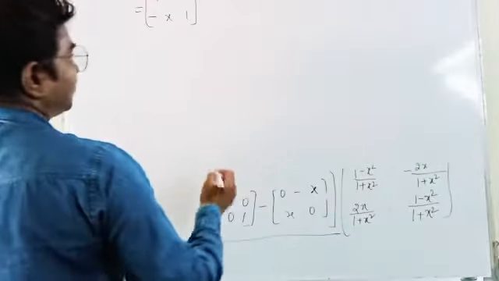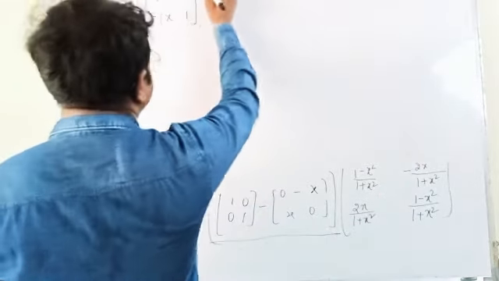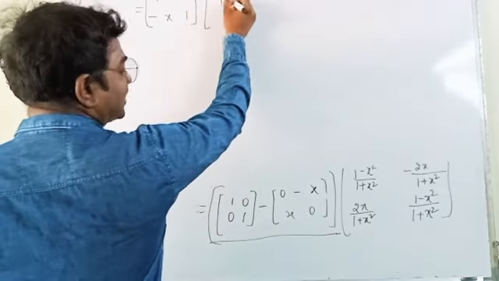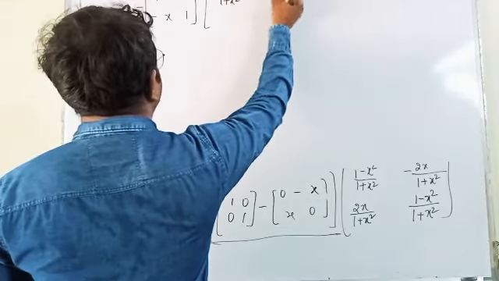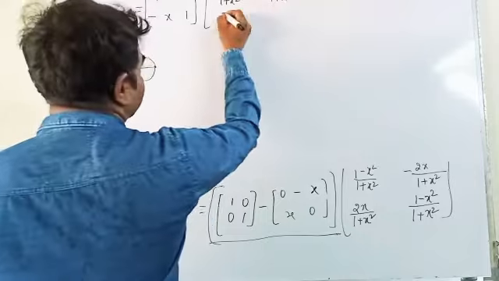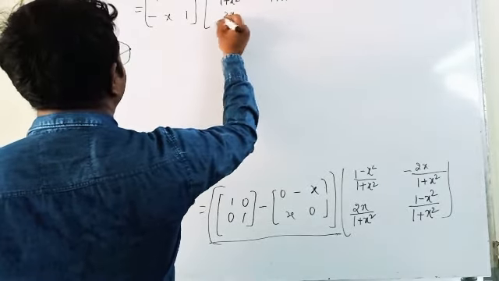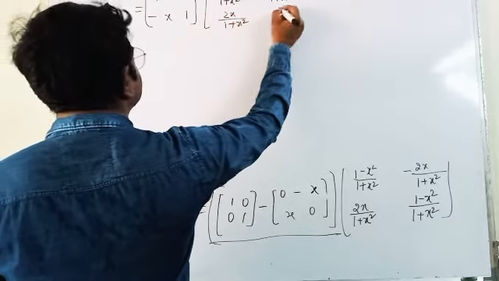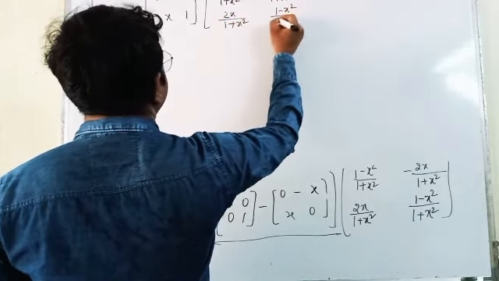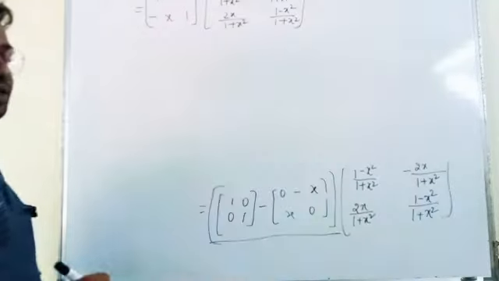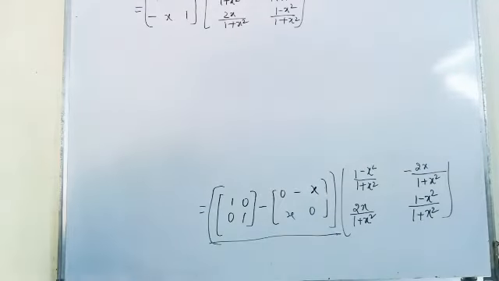And the second one is, again we have to write [1 minus x square upon 1 plus x square, minus 2x upon 1 plus x square; 2x upon 1 plus x square, 1 minus x square upon 1 plus x square], and this one is the same. Now you have to know how to multiply it. Multiplication I taught you.